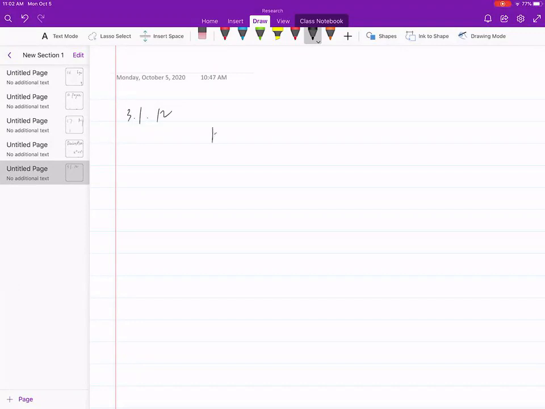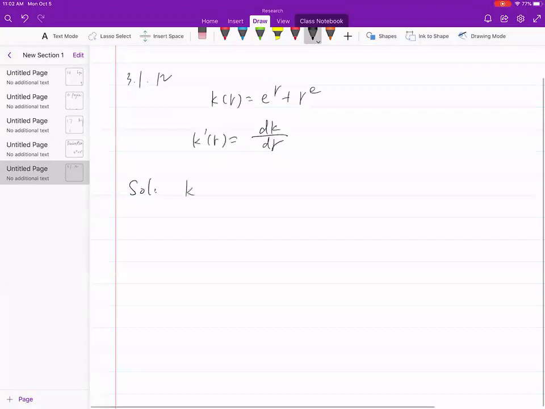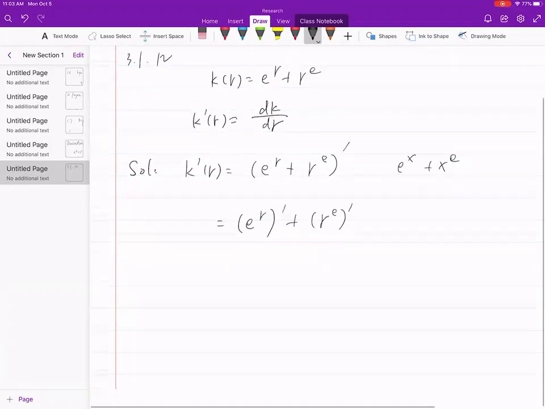Okay. Differentiate the function k(r) equals e to the r plus r to the e. What we want to do is find k prime of r, or if you want to remind yourself, r is the variable, so dk over dr. Either way. If you feel weird, it's e to the x plus x to the e. Okay. Split them. Let's look at one by one.